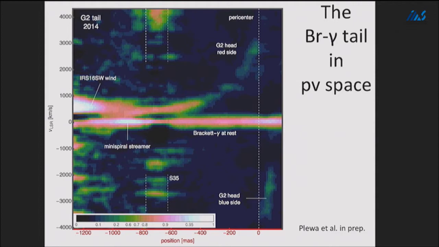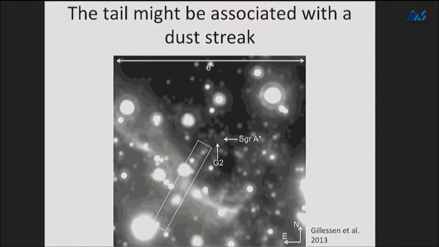So you can see it continues. It might smoothly connect to the wind of the star IR16 southwest, but you might also be tempted to see that it simply connects back to the ambient gas, which is here at rest wavelength for bracket gamma. There's also a dust streak which goes along that direction. I think Gunther will tell more about that. So there's a tail following.